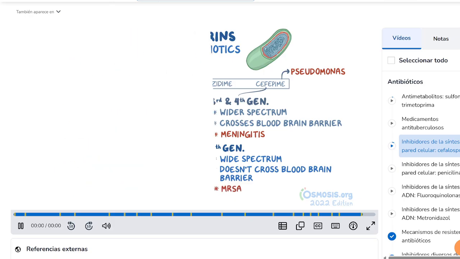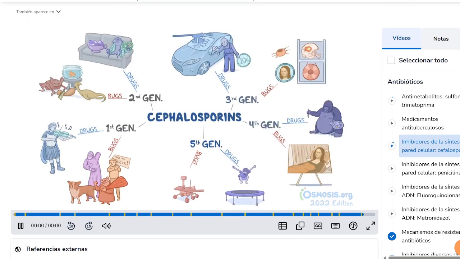But wait, there's more. Here's a mind map with all of the mnemonics from the video. Go ahead and pause the video so you can test yourself to see what you remember. Stay tuned for the answers at the end.